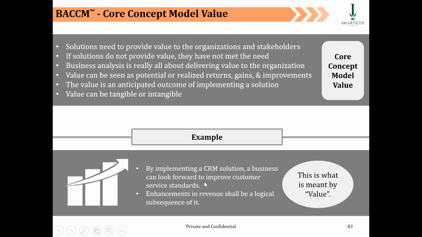So if you read below, what did you just do? You said, "I implemented a CRM solution which will definitely help to improve customer service." Okay, read the line below. "Increase in revenue may be or shall be a logical consequence of it." It is also a shot in the dark.